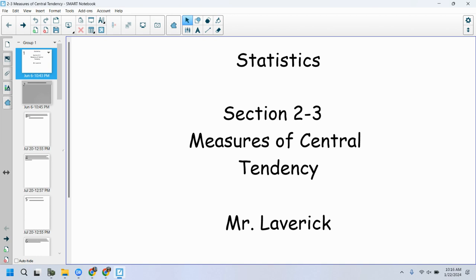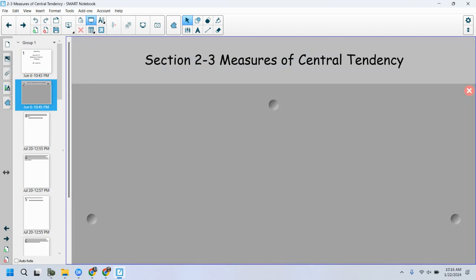Now, funny thing is, like my wife, who teaches sixth grade, she teaches measures of central tendency. We're talking about mean, median, mode today, right? Mean, median, mode. That's the measures of central tendency.